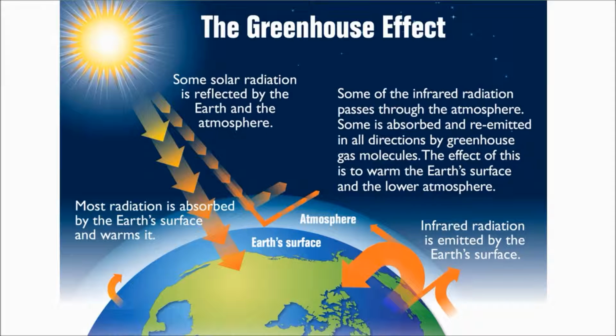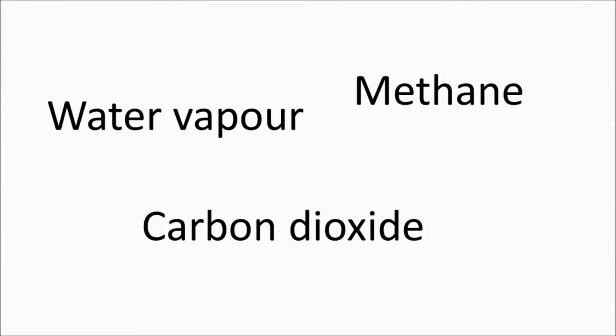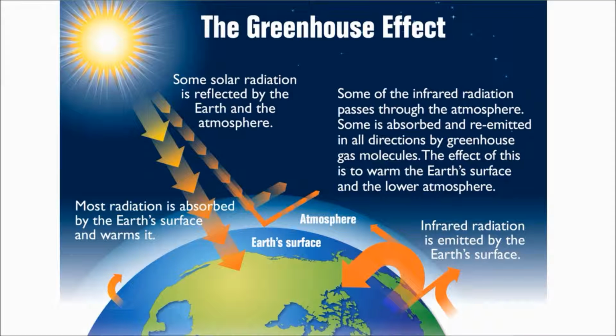If the Earth had no atmosphere whatsoever, then all of that heat would be lost to space and the Earth would be a freezing ball of ice. But there are molecules in our atmosphere which trap this heat. These are the greenhouse gases, and the main greenhouse gases are water, methane and carbon dioxide. And the thicker the layer of greenhouse gases, the more heat gets trapped in the atmosphere.